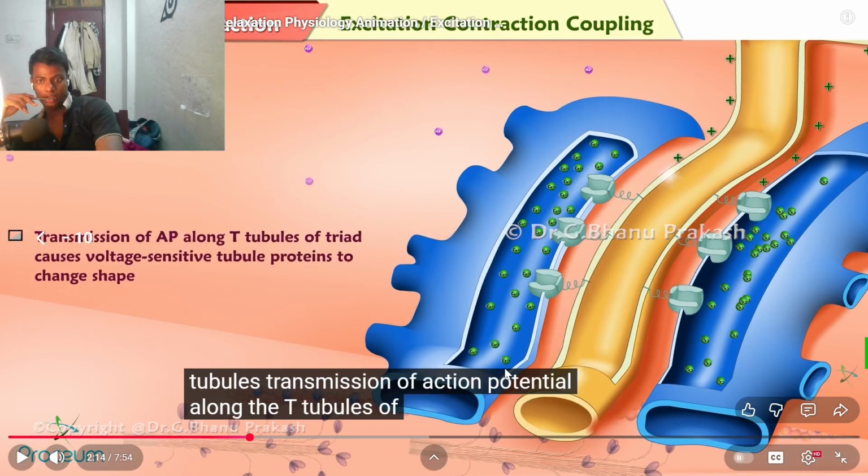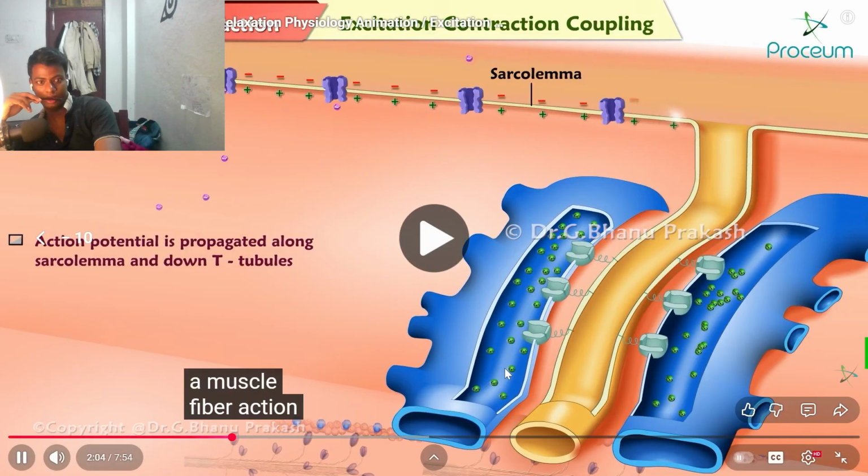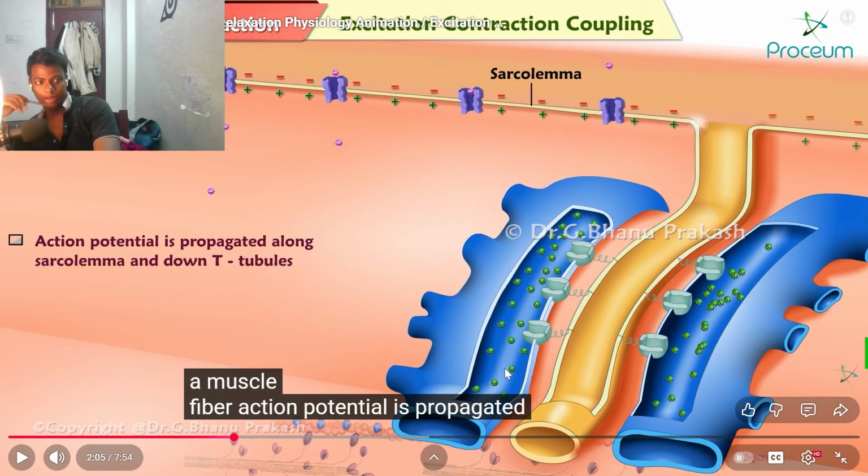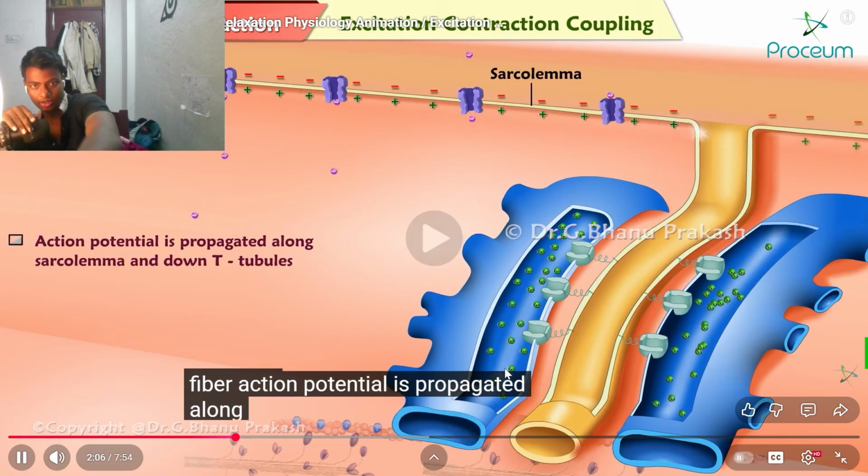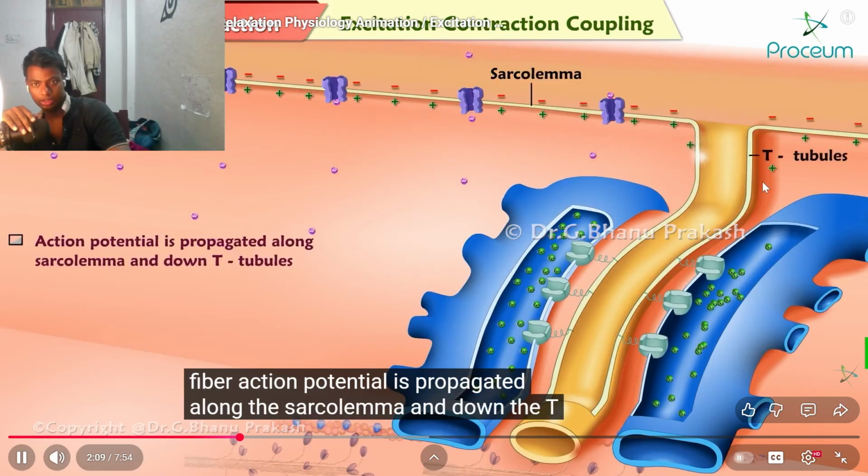Where is the voltage-sensitive sodium gated channel? The action potential is propagated and passed through the T tubules. These are the T tubules, down the T tubules.